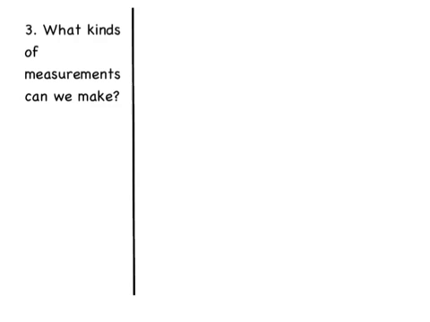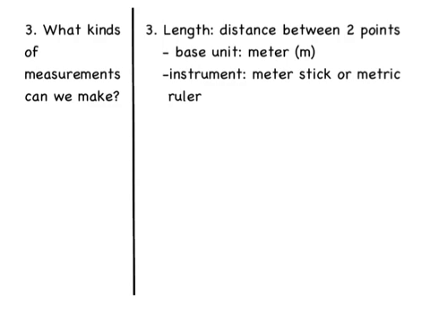So a third question, what kinds of measurements can we make? We are going to start with the measurement that you use a ruler to make, and that measurement is length. Our first one again is the length, and this is the distance between 2 points. When you're measuring length, you're measuring the distance between 2 points. The base unit for measuring length is what we call the meter.